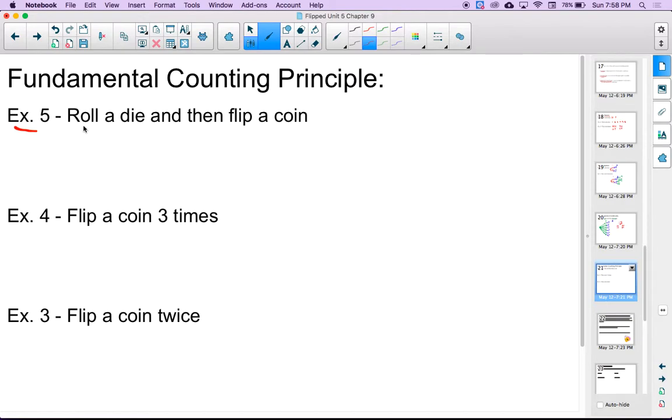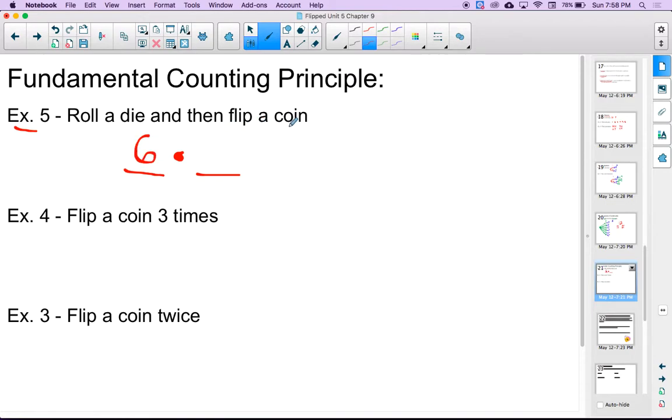And here's how we do it. First, we roll a die, then we flip a coin. So there are 2 steps in this compound probability example. Okay, the first step, we roll a die. So how many outcomes are there when we roll a die? There are 6 total outcomes. 1, 2, 3, 4, 5, 6.